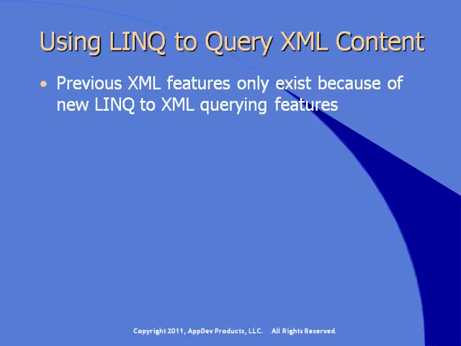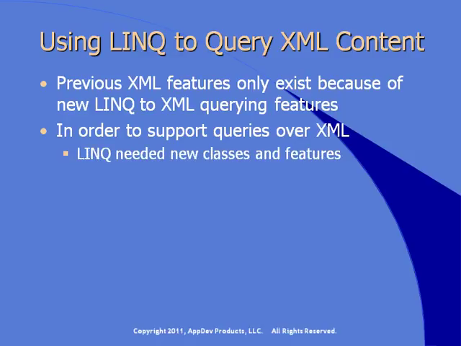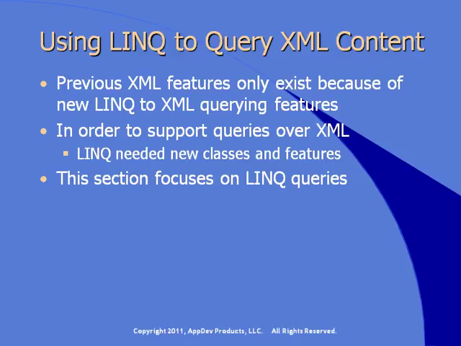As I mentioned, the previous XML features only exist because of new LINQ to XML querying features. In order to support queries over XML, LINQ needed new classes and features. And this section then focuses on LINQ queries. Let's start by creating a very simple query over some XML data using LINQ.